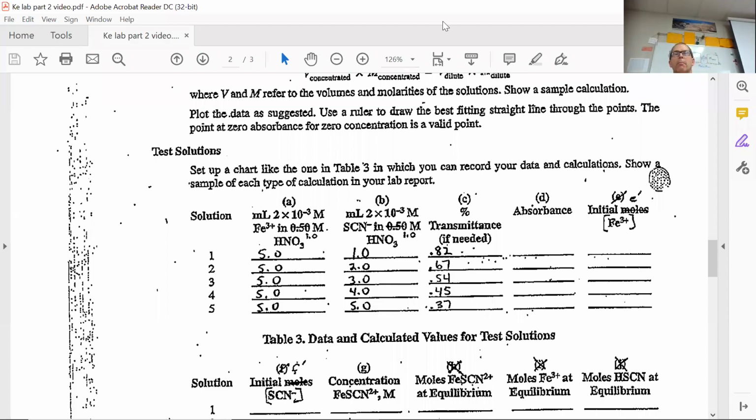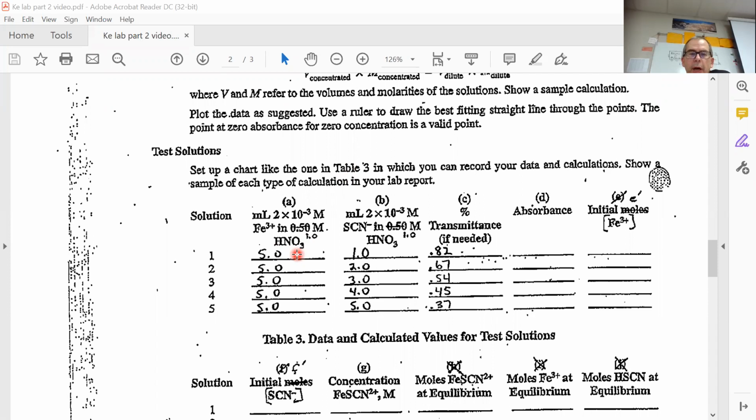KE Lab, Part 2, Data and some calculation hints. Again, we're going to work through these calculations in class, but I'm going to give you some hints so you can get a start. And let's take a look.